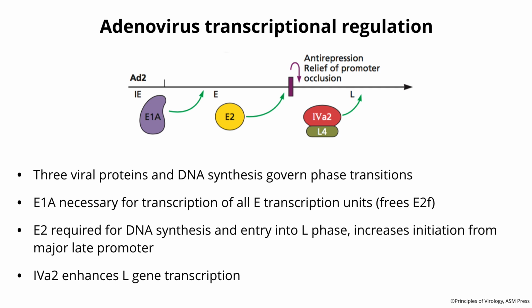The DNA synthesis also titrates out repressors, very much like happens in SV40, which I told you that's what this means here. Anti-repression relief of promoter occlusion. To make more DNA, the repressors are titrated out. You then get late transcription activity. And finally, we do have another protein here, 4A2, another protein made from the early region that enhances late transcription. So it's a slightly more complicated series of events than SV40, and that's because there are more gene products involved, and you have to have a little finer level of regulation.